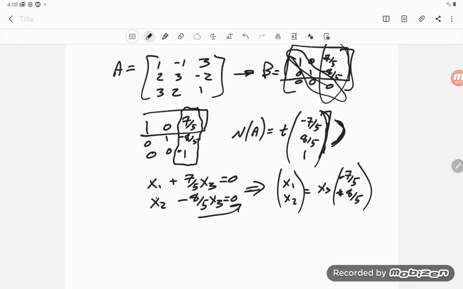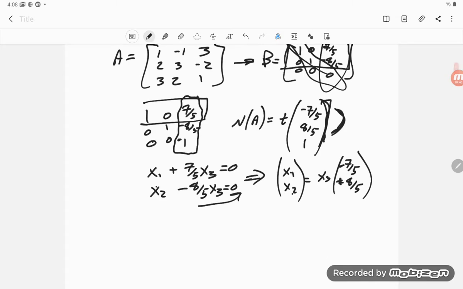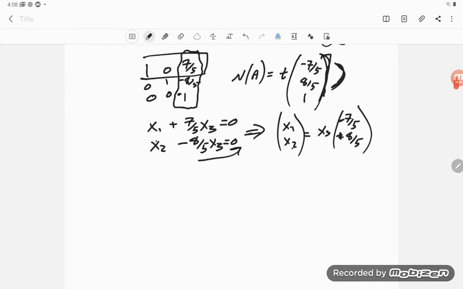I factor out the x3, and it says x1 and x2 are both some constant, whatever I choose x3 to be, times -7/5 and plus 8/5. Now, x3 is part of this, so I can finish that out by tacking on an x3 at the bottom, a 1. Well, there you go. So x3 times that.